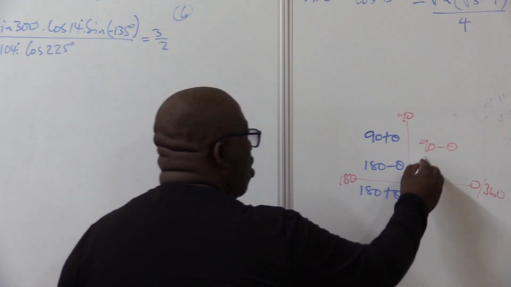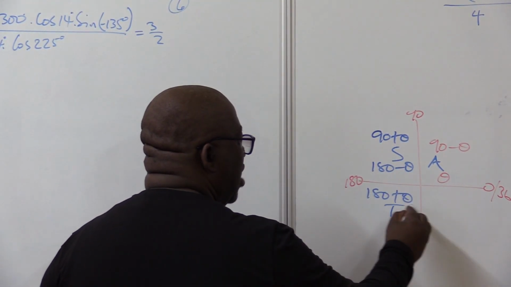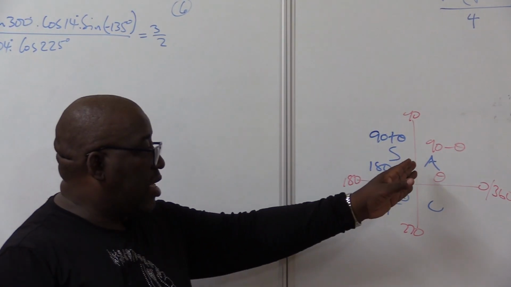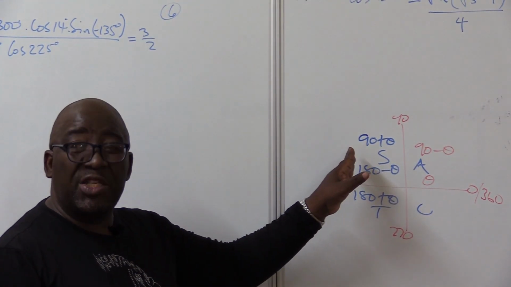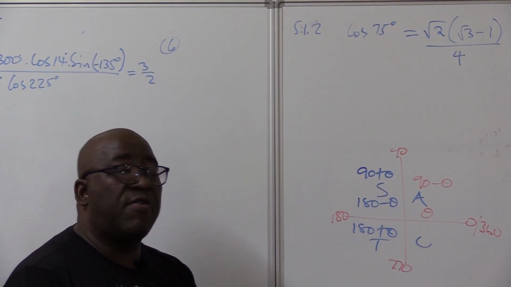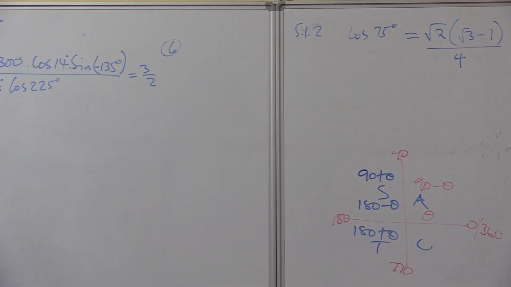And I know that all students take commerce. This denotes that all ratios are positive here. Only sine is positive in the second quadrant. In the third quadrant, only tan is positive. In the fourth quadrant, only cosine is positive.